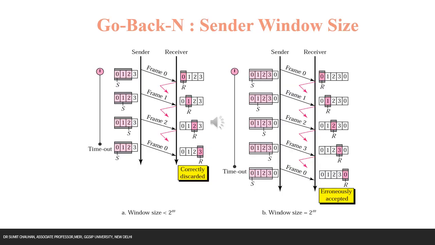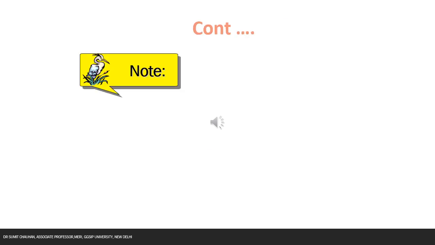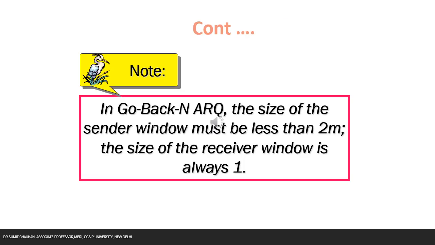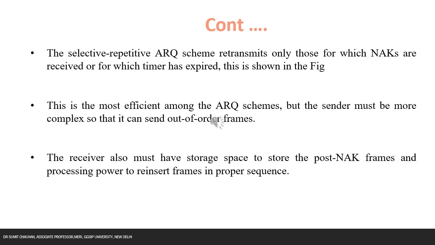Go back N sender window size. In go back N ARQ, the size of the sender window must be less than 2 raised to the power m. The size of the receiver window is always 1. The selective repeat ARQ scheme retransmits only those frames for which negative acknowledgements are received or for which timers have expired. This is the most efficient among the ARQ schemes, but the sender must be more complex so that it can send out of order frames.